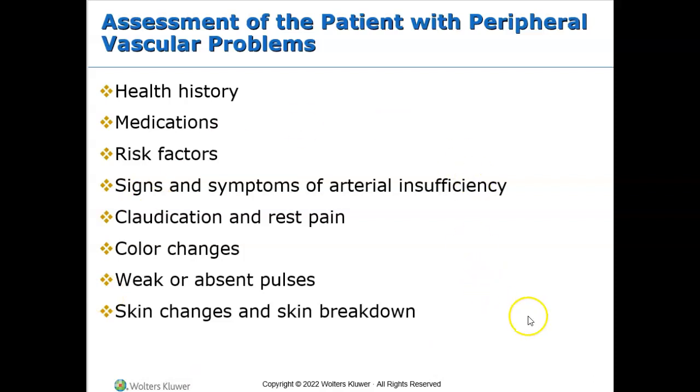Now we're going to talk about assessment of the patient with peripheral vascular issues. PVD, or peripheral vascular disease, also known as peripheral artery disease, PAD, is a condition characterized by slow and progressive narrowing of the arteries of the extremities. This condition stems from structural damage in the blood vessels, often caused by atherosclerosis. Additional risk factors include diabetes.